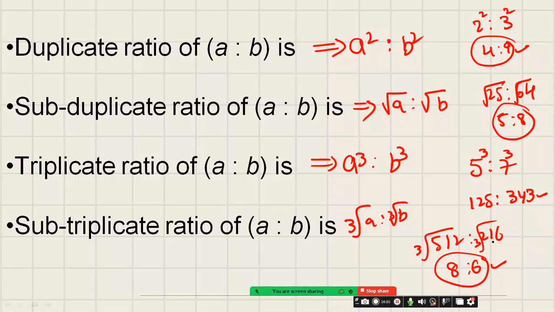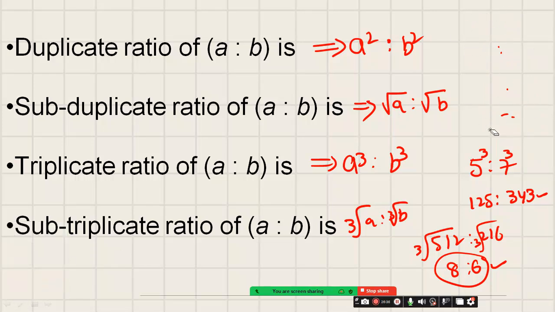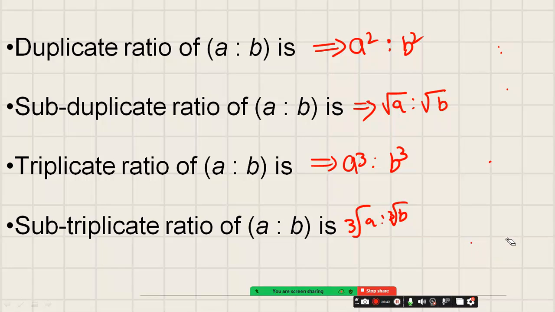Okay, just remember only formulas, guys. A is to B duplicate ratio is A square is to B square. Sub duplicate ratio of A is to B is root of A is to root of B. A is to B triplicate ratio is A cube is to B cube. So A is to B sub triplicate ratio is cube root of A is to cube root of B.